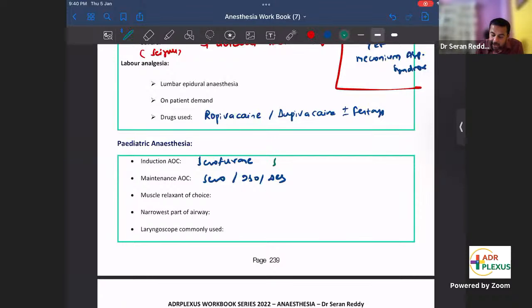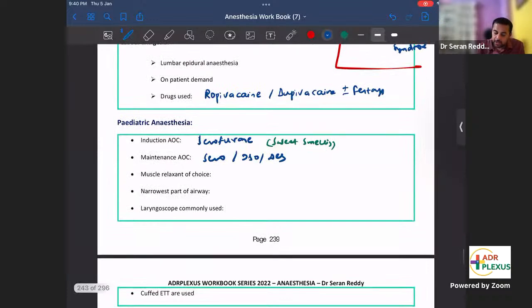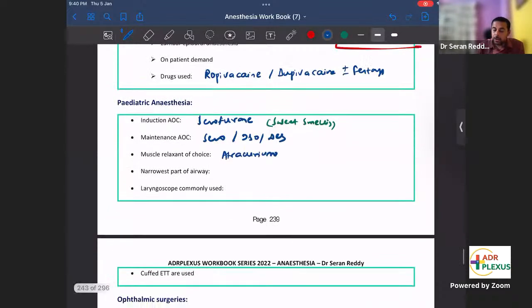Sevoflurane is sweet smelling, and all the rest are slightly pungent other than halothane. This sevoflurane is a sweet smelling agent. And muscle relaxant of choice is usually atracurium. And the laryngoscope most commonly used is Miller.